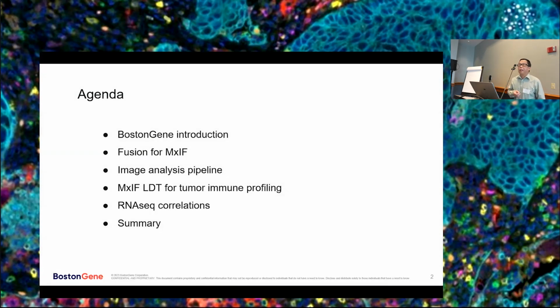Okay, today's agenda. First, I'll give you an introduction about BostonGene, what we do, and then how we incorporate this Fusion platform into our workflow, then our imaging analysis pipeline. And then later, I'll introduce some data, how we validate the MxiF LDT for tumor immune profiling. Then a little bit on RNA sequencing correlation. Then it's a summary, then if you have any questions.